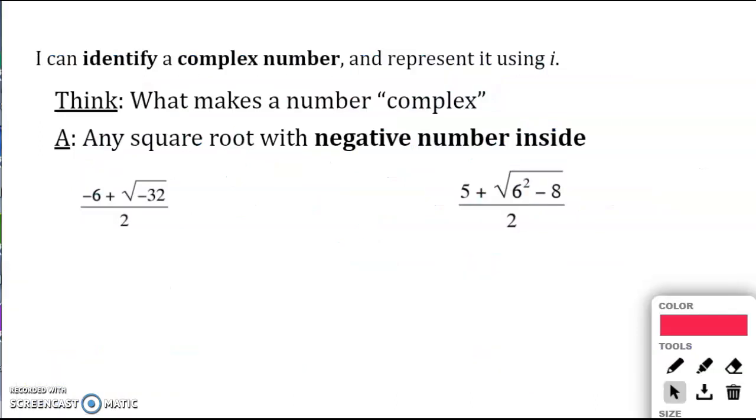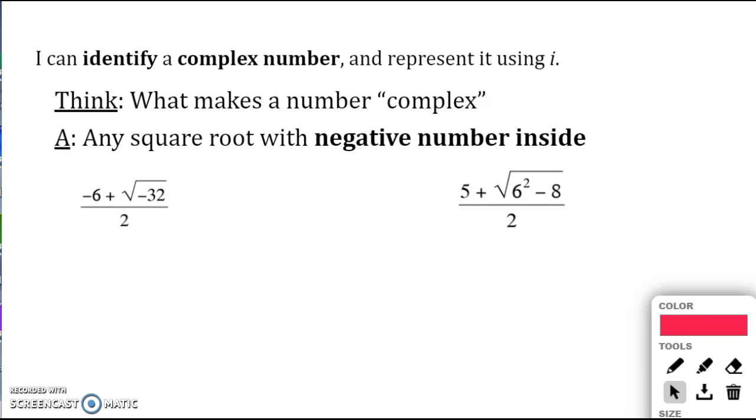Next objective is that you can identify a complex number and represent it using i. Remember, what makes a number complex? The answer is any square root with a negative number inside. So if you have a square root with a negative number inside, then it's going to be a complex number because you're going to end up with an i somewhere. Okay. What about this? I have a negative number here, but what is the final result?